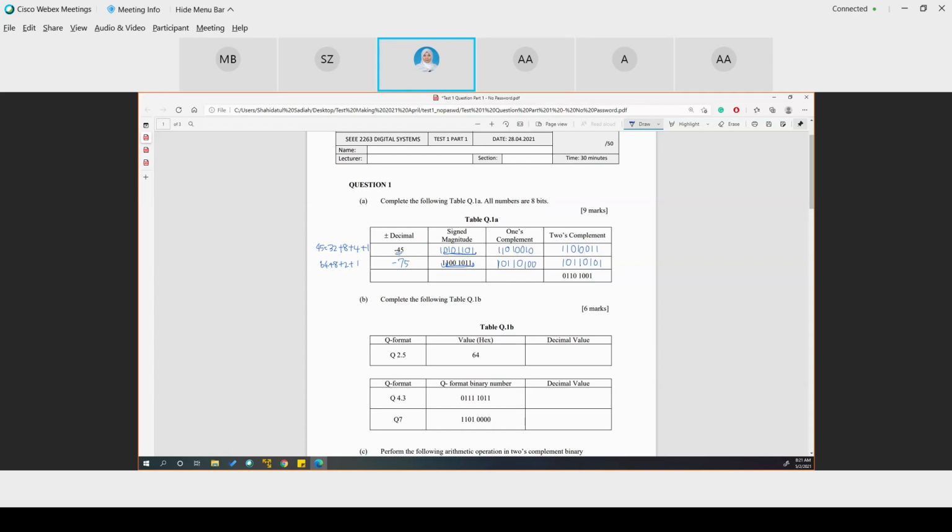Okay. The next one is we are given the two's complement and then we want to find the one's complement, sign magnitude, and the decimal. The two's complement here, luckily, is very easy because it's a positive number. How do you know it's a positive number? Because the MSB here is 0, right? Positive number. And as we know, for a positive number, this is the same as the one's complement and also the same as the sign magnitude.